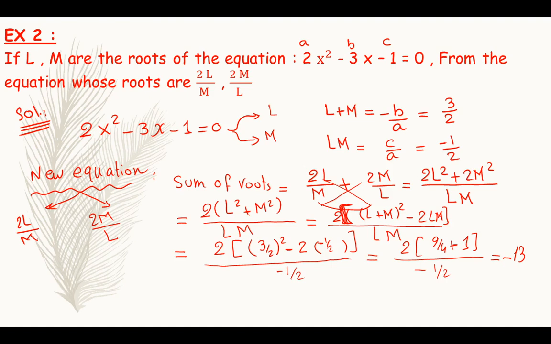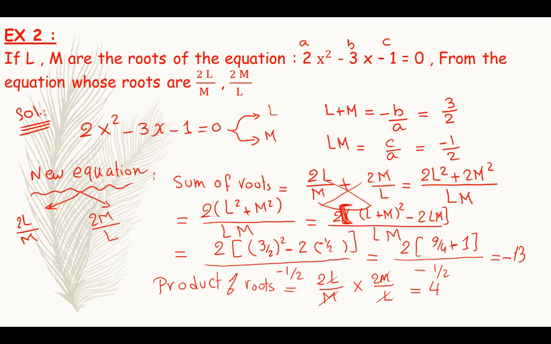The last step, we are going to find the product of the two roots. The product of the new roots, of course, is 2L over M multiplied by 2M over L. So you can see that M will cancel M, L will cancel L, so the result will be 2 multiplied by 2 equals 4. So easy, the product is so easy.